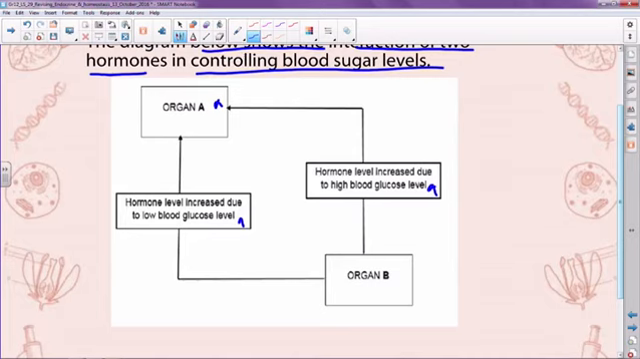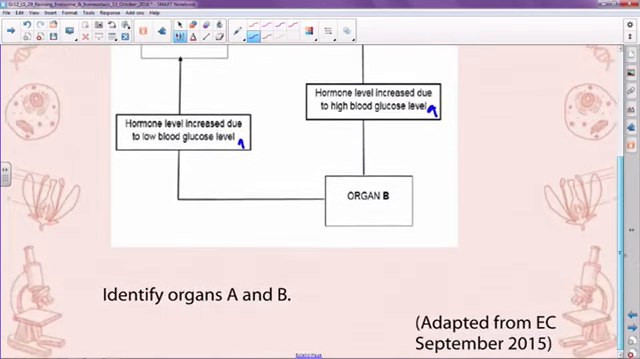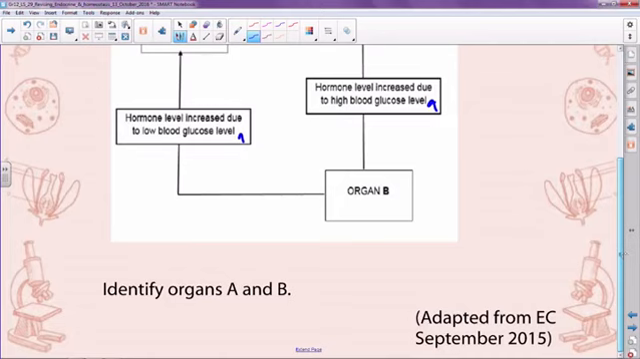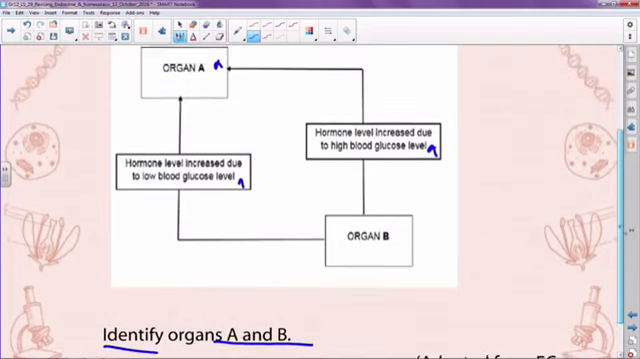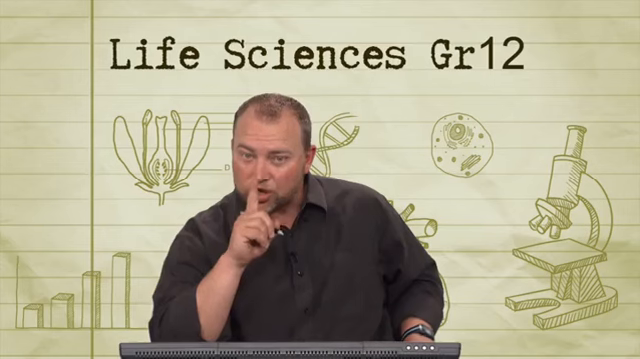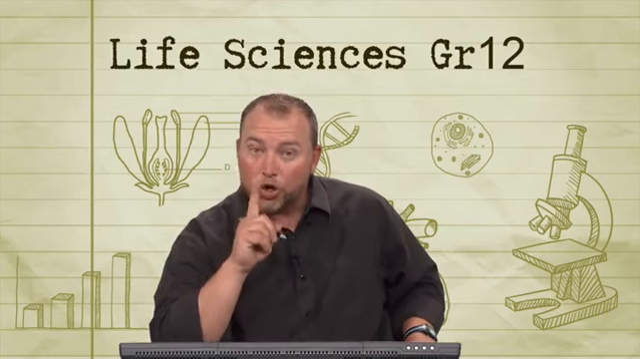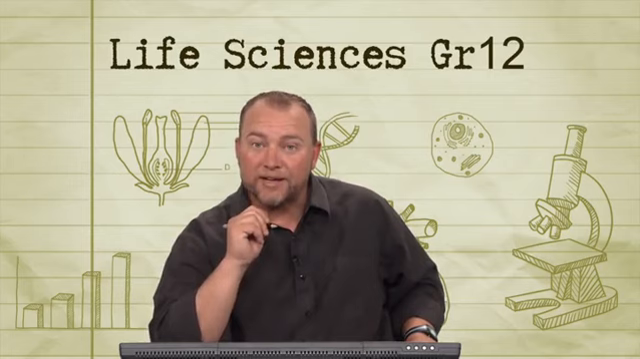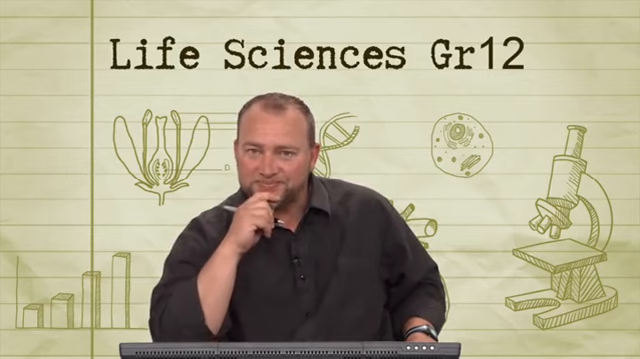Let's have a look at what the question is. The question is, identify organs A and B. All I want you to do is give me what A and B is. I'm going to give you a quick minute to do that. Make sure you concentrate and look at the diagram carefully. Are you ready? Off you go.